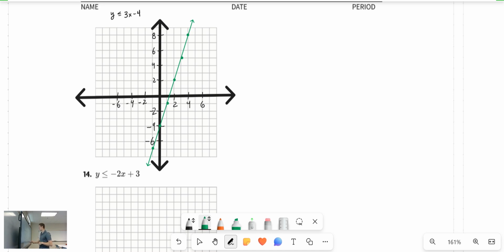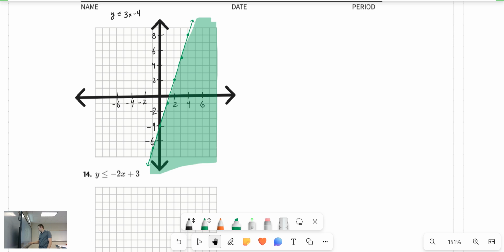So only points that are below that line, which means we're looking at points in this shaded region. Right, there we go. So this is our shaded region here. And that should be good. So that is our shaded region for number 13.